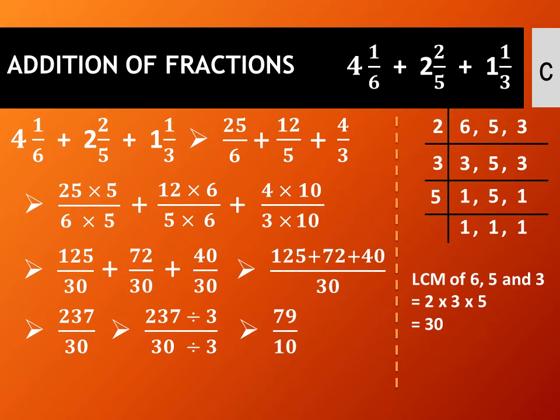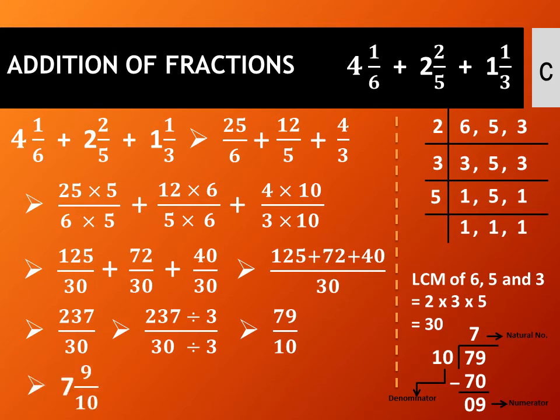So the fraction is 79 upon 10, which is not divisible by any number other than 1. So 79 upon 10 is in the lowest terms. But it is an improper fraction because the numerator is greater than the denominator. So we will convert it into a mixed number. So divide 79 by 10. Everyone knows how we convert it into a mixed number. So the answer is 7 9 upon 10.